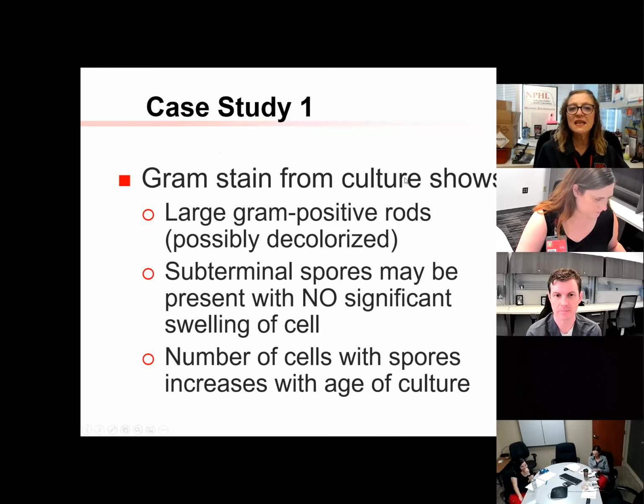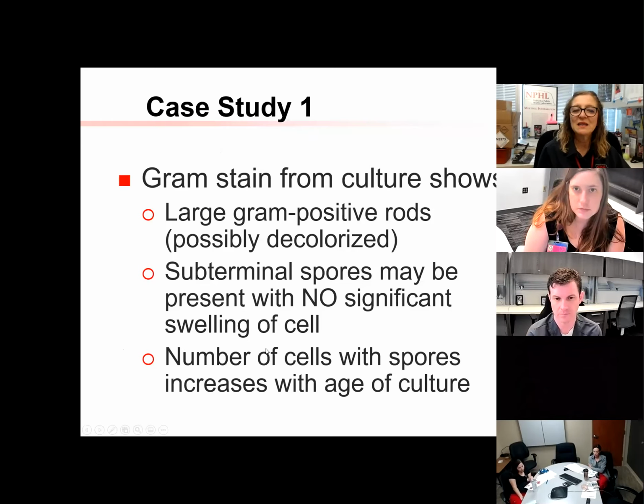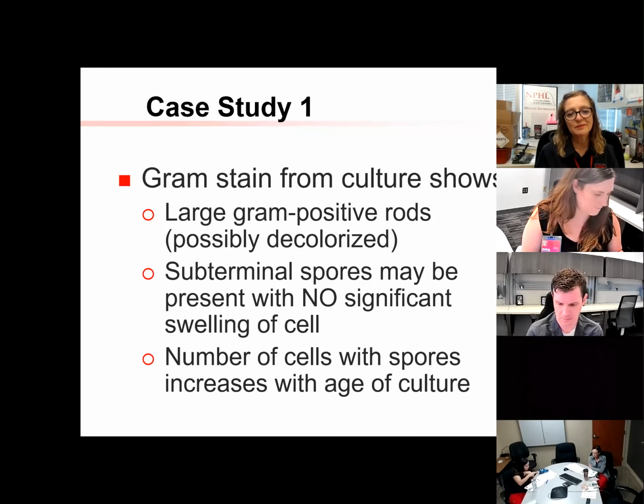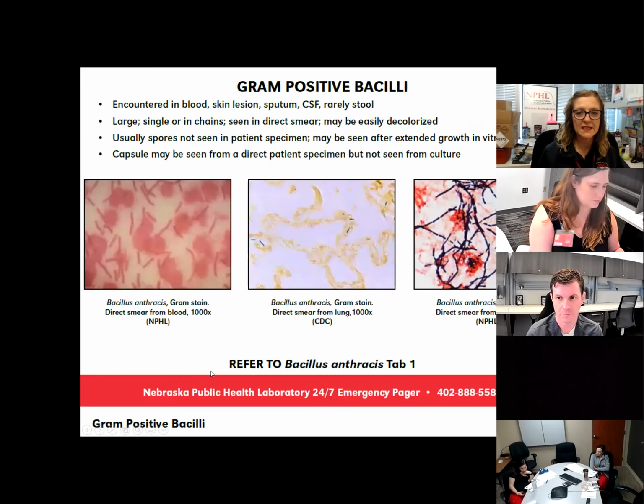So in this case study, we show gram-positive rods, possibly decolorized, with subterminal spores where there was no significant swelling of the cell. Again, this points back to some of the Bacillus species that have different looks to them, and some of the cells start looking different, multiplying in size. And of course, the age of the cell matters: the longer it incubates, the more spores you'll see with age. All right.